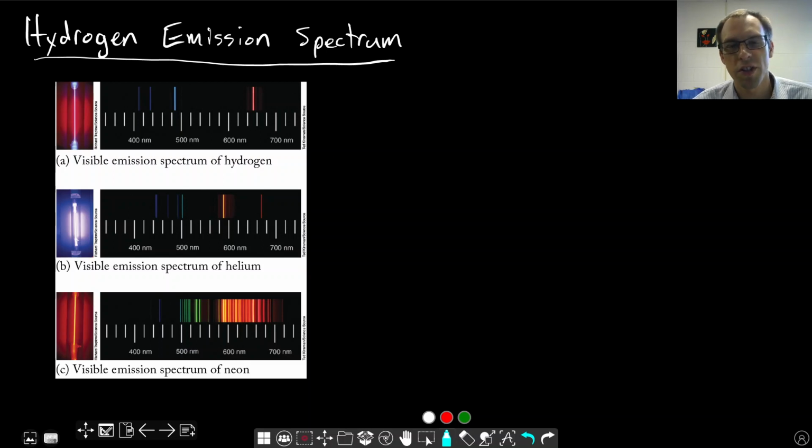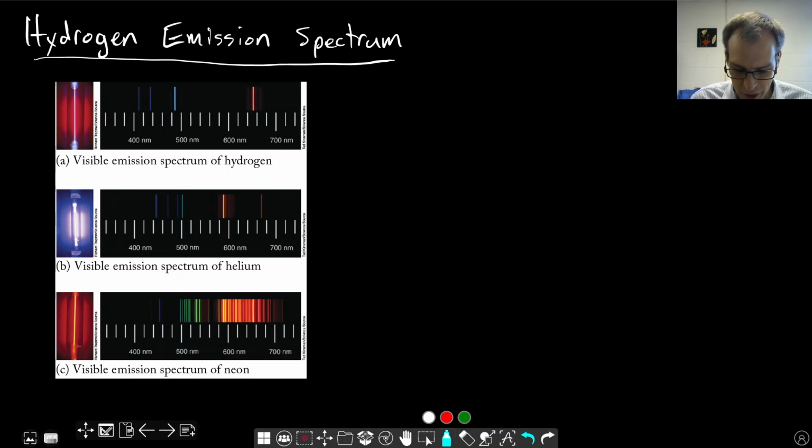In previous videos in this chapter, we've been looking at experiments that pointed to the fact that we didn't have a complete understanding of nature back in the early 1900s. One additional experiment that is really important in the development of quantum mechanics is what's known as the hydrogen emission spectrum. This is a figure from your textbook that shows what this might look like.